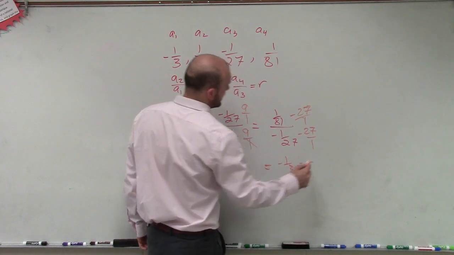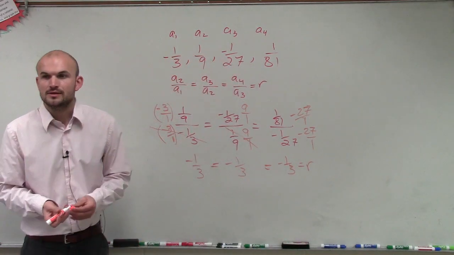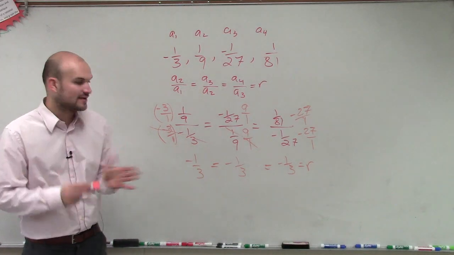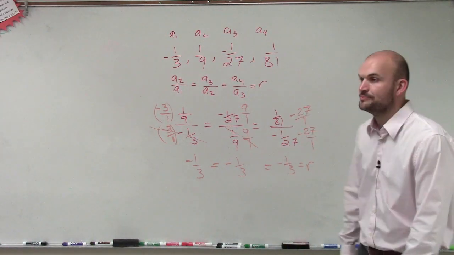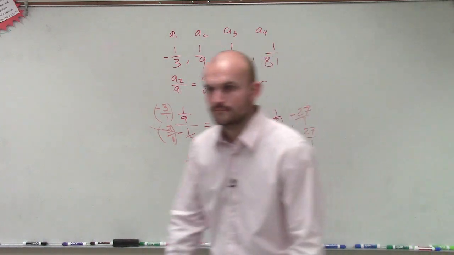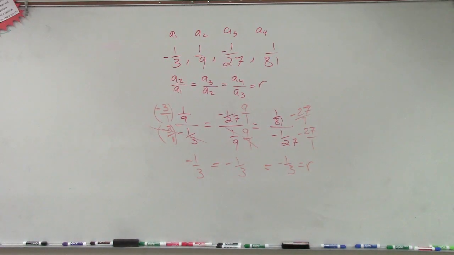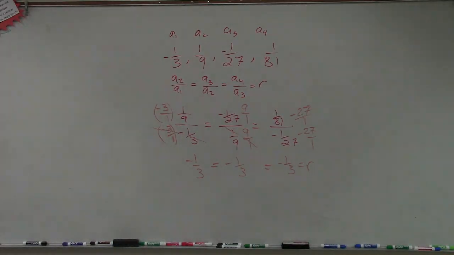Which equals my r value. Right? So then we can say that since we have a constant ratio, this sequence is going to be geometric. All right? Got it? Not so bad. Until you get to the next part.